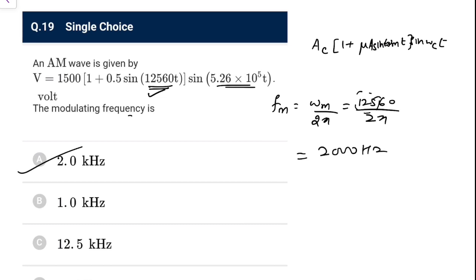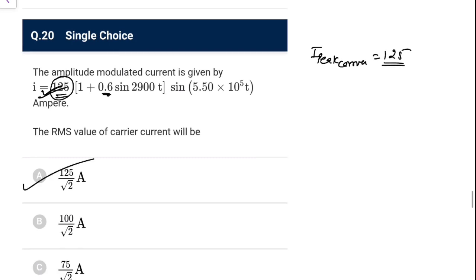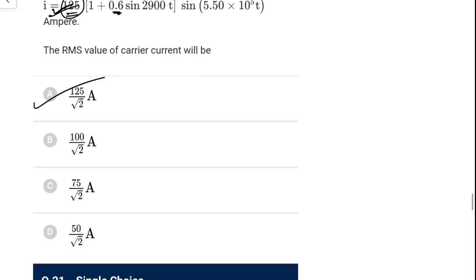So go like this. Next one, the amplitude modulated current, again the same style you will have. This one is what you can say A_C, so this is of the carrier. So the RMS value of carrier current, this is mu, this is A_m by A_C. So this is the A_C, this is the peak value. The peak value of carrier is given as 125. So RMS you know would be 125 by root 2. So what is the option? Option A is the option. Go for it. That would be the answer.